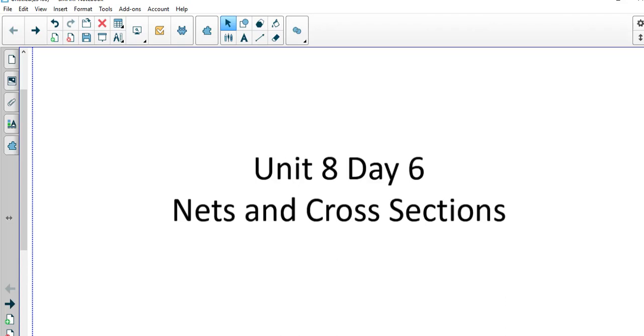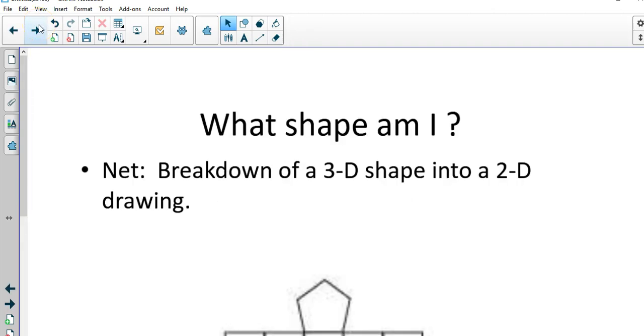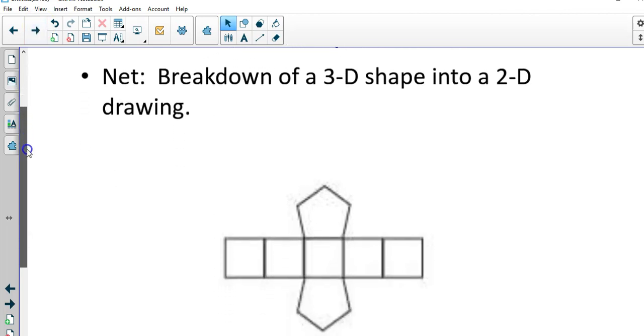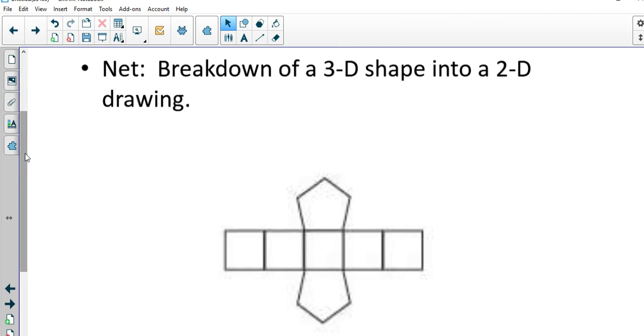Okay, Unit 8, Day 6. Nets and cross sections. Alright, so we're going to talk about deconstructing 3D shapes. So, a net is a breakdown or deconstruction of a 3D shape into a 2D drawing. So, if you think about this, look at the two shapes that are the same.